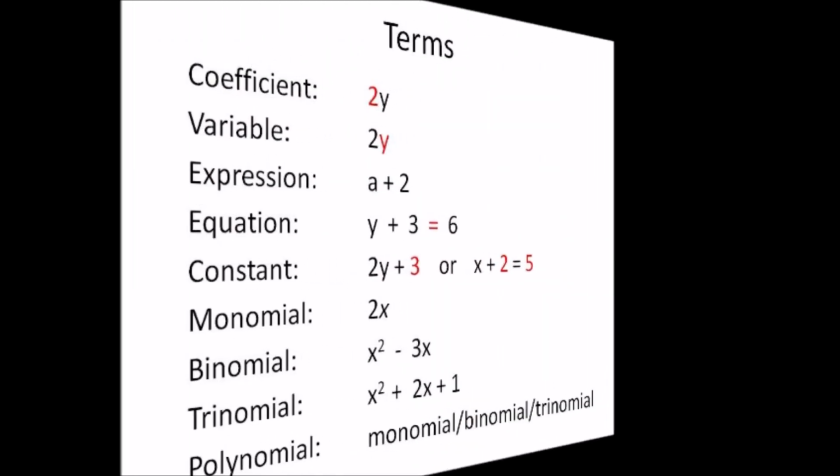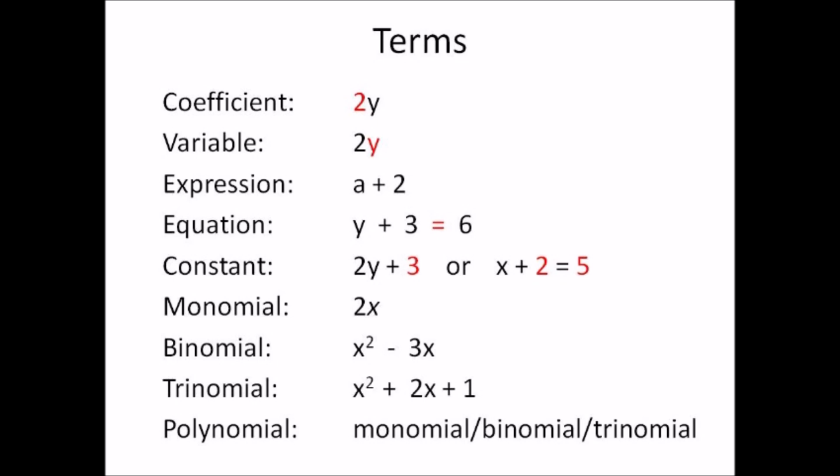Here we go. These are some terms you need to know before we move on. Coefficient would be the number in the expression. The variable would be the letter. It could be any letter. The expression would be something like a plus 2. The equation would be where you have an equal sign. The constant would be the number only in an expression or the number in the equation. There are two constants in the equation.